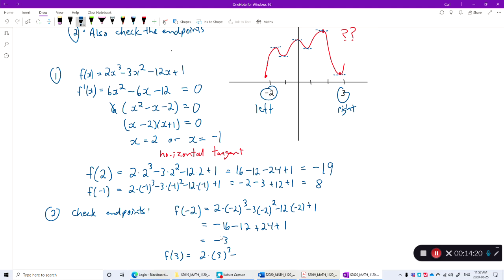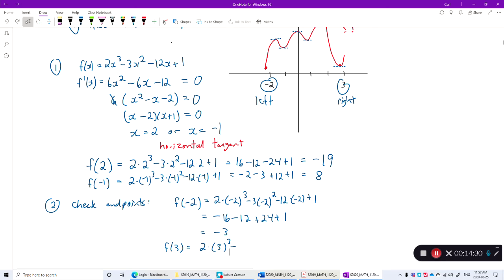And so in the previous one, this previous point is neither the absolute max or the absolute min, because these ones up here are more extreme still. Okay. Minus 3 squared minus 12 times 3 plus 1. So here I get 27 times 2 is 54. 9 minus 27 minus 36 plus 1.